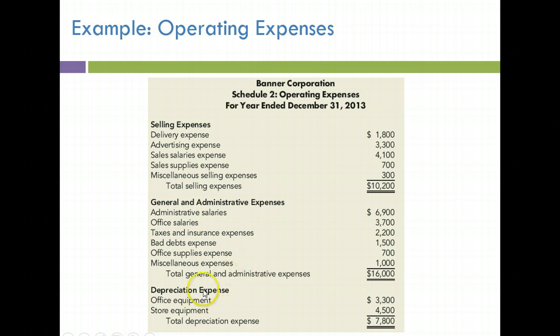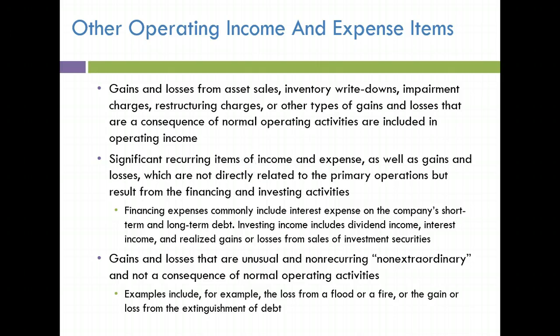And then in this case, they show a separate area for the depreciation. More often than not, I see the depreciation related to general and admin there, and then the depreciation related to selling with them. This one really breaks it out in different categories. So let's move on to, this is the real focus I want to get at, the other operating income and expense items.